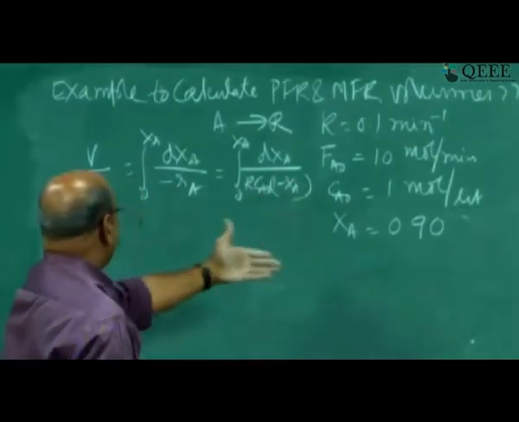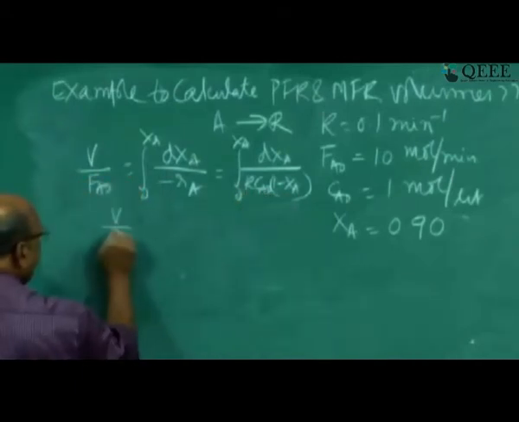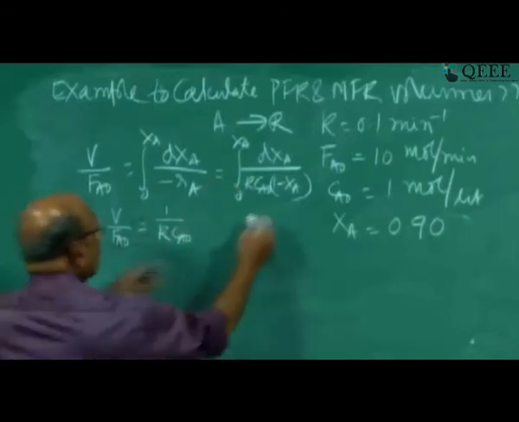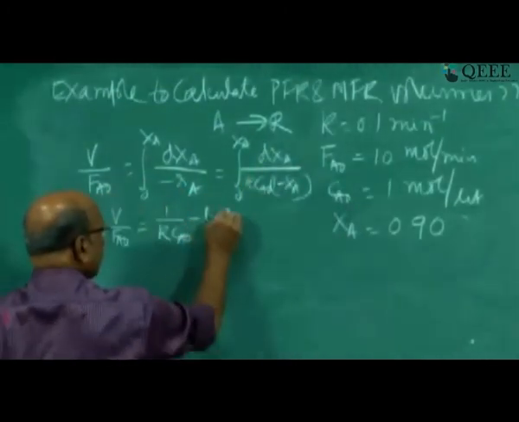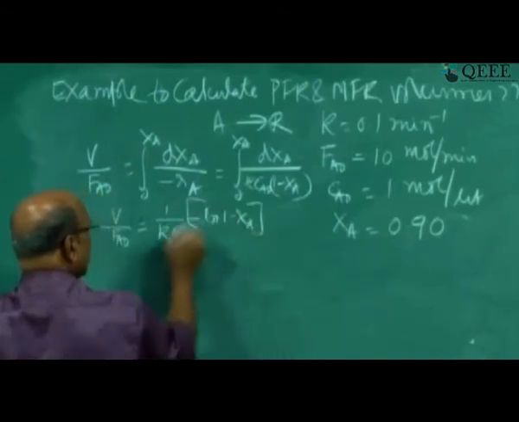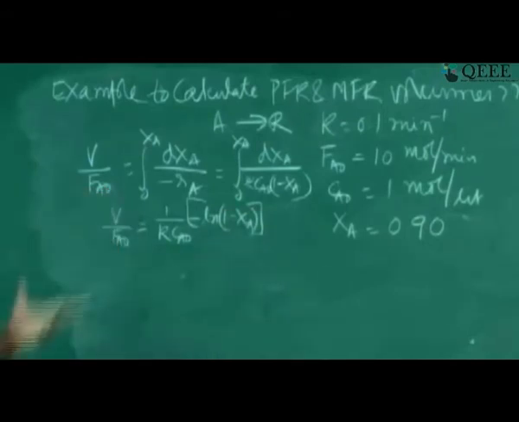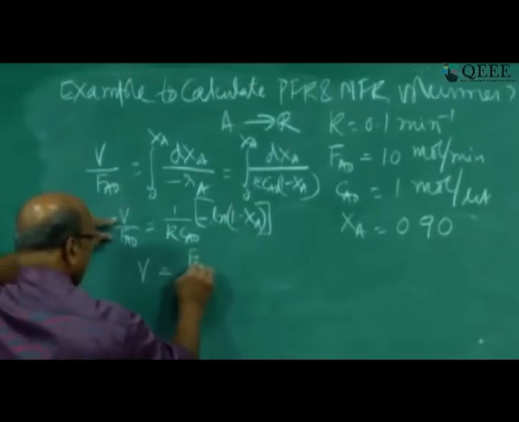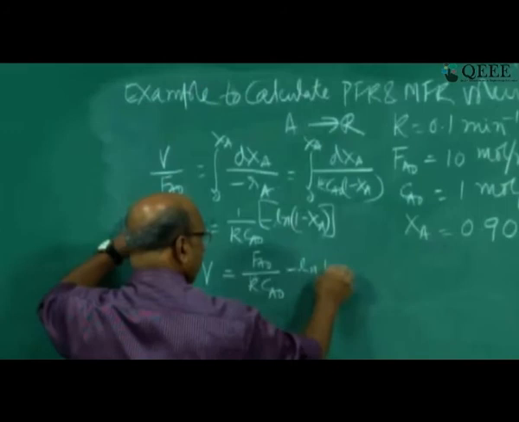Just some time back, I have given a final solution for this because K and Ca0 are constant, so I don't have to integrate them. This is K into Ca0. The integration of this will be minus ln(1 minus Xa) with the limits and all that. So this is the expression. What is it that we have to calculate? The volume of the plug flow reactor. So V plug flow reactor is Fa0 by K into Ca0 times minus ln(1 minus Xa).